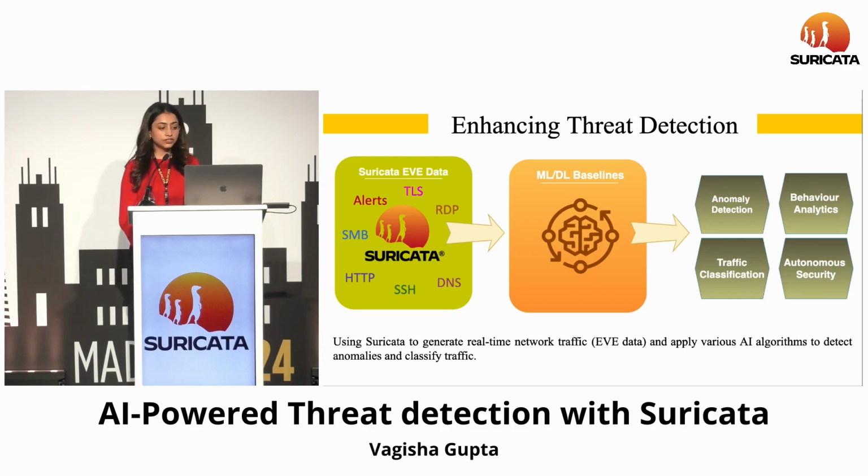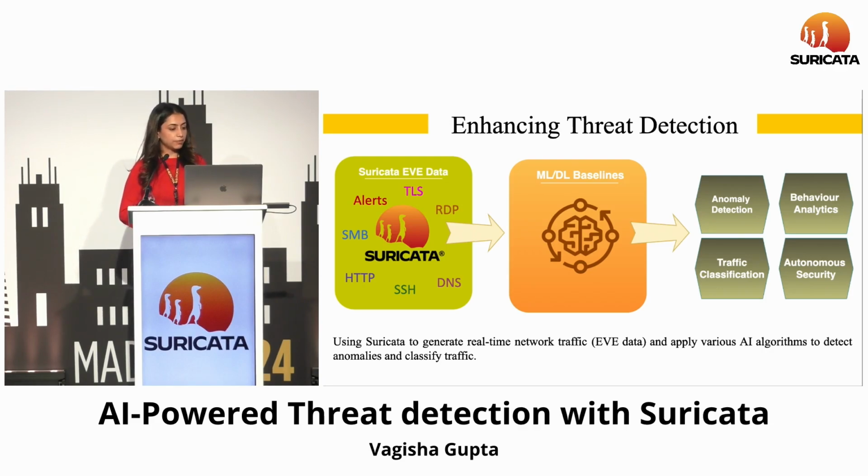So how can we enhance threat detection with Suricata and AI? Now, Suricata generates raw traffic data, which is known as JSON data, which consists of multiple events such as alerts, TLS, RDP, SMB, HTTP, etc. Even though Suricata generates this rich event data, it still needs deeper analysis to understand the network behavior. So here is where AI comes into the picture.